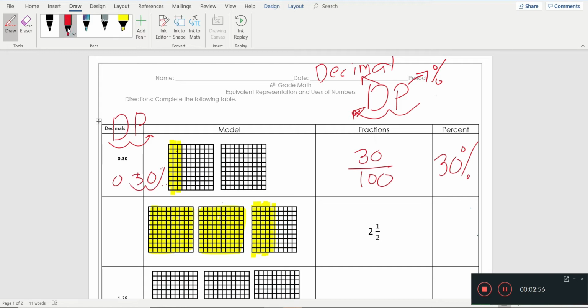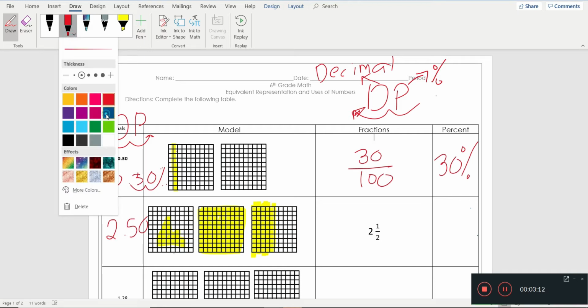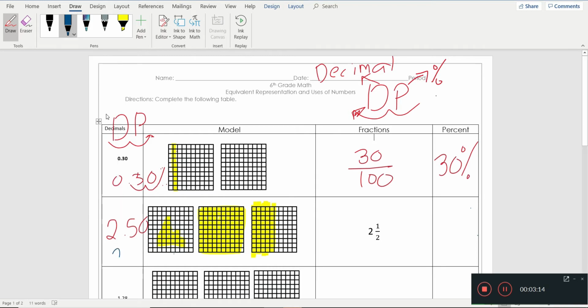So from this model, we're going to write down the decimal, which is 2.50, or 2 wholes and 50 hundredths. And again, from our Dr. Pepper method, we move the decimal twice to the right, 1, 2, and write the percent symbol. So therefore, that's now 250%. Okay.